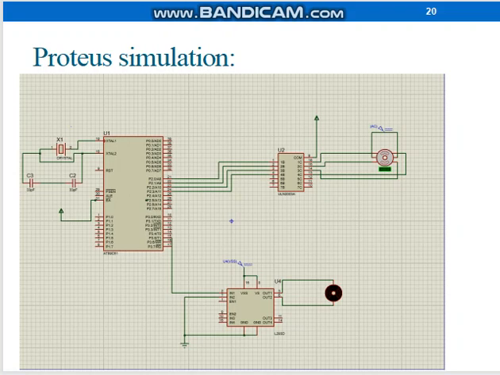This is the basic fundamental procedure of the jalebi machine. Thank you.